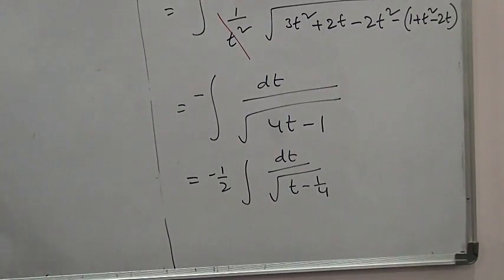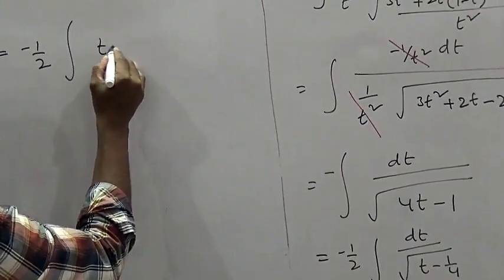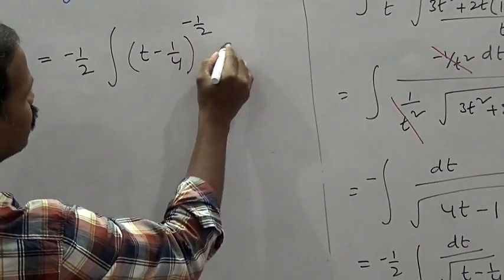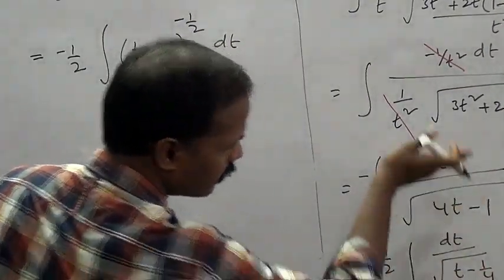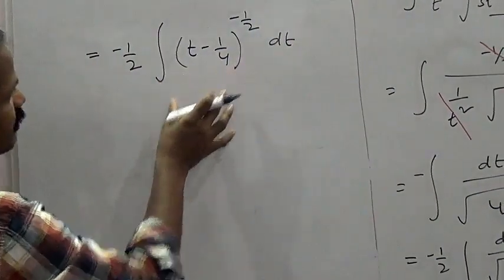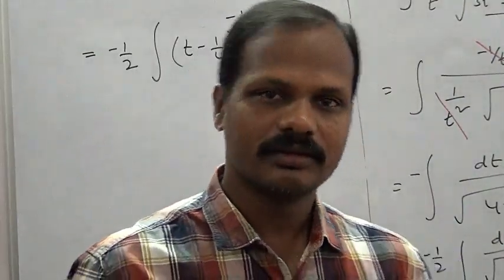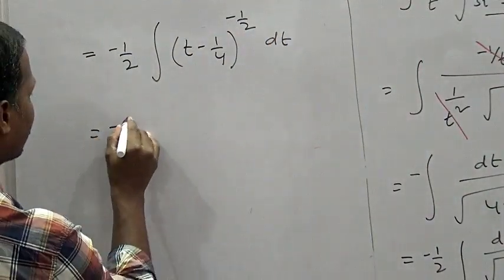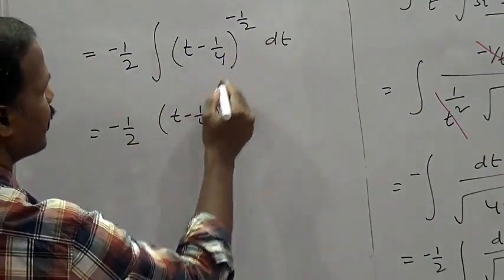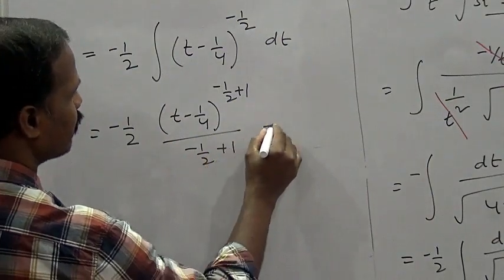So this is equal to minus 1 by 2 integral t minus 1 by 4 whole power minus 1 by 2 dt. Root means power 1 by 2, so if it goes upstairs, it becomes minus 1 by 2. Now this is of the form integral x power n equal to x power n plus 1 by n plus 1. So this is equal to minus 1 by 2 t minus 1 by 4 whole power minus 1 by 2 plus 1 by minus 1 by 2 plus 1 plus c.